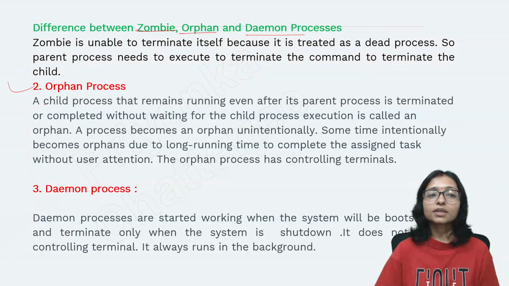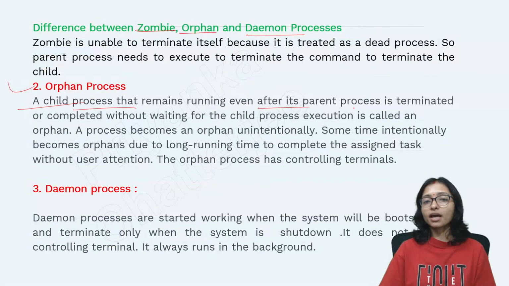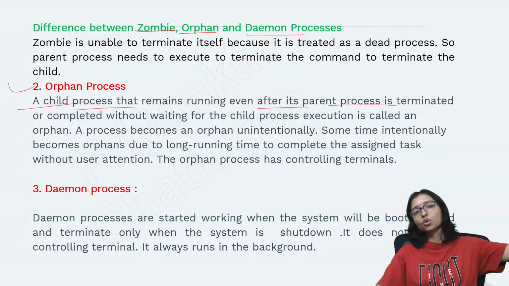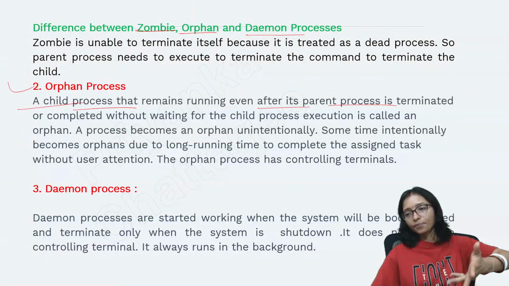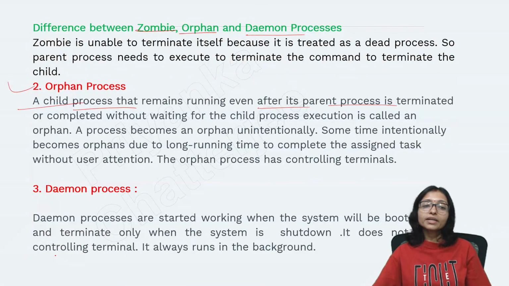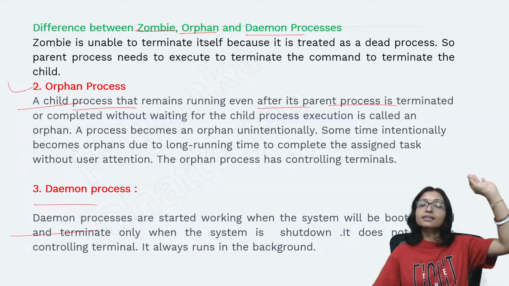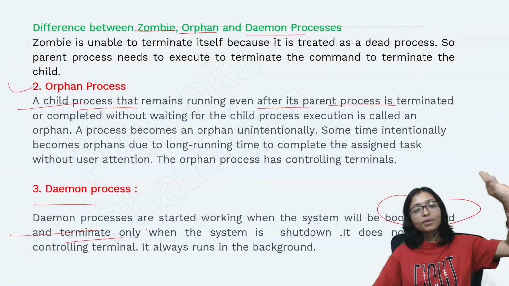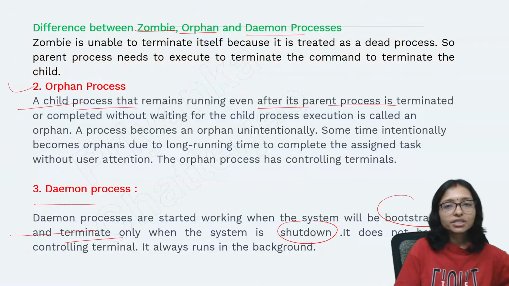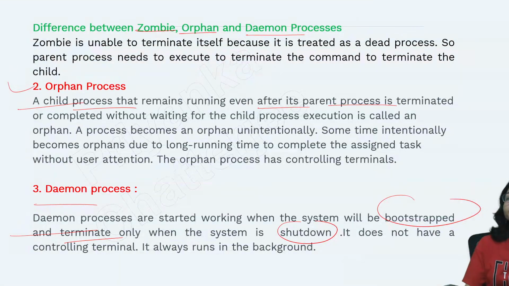An orphan process means a process which doesn't have a parent, that is called orphan, right? So the child process remains after the parent. The parent has already died, already gone out of scope, but till now the child is there. That's why this is called an orphan process. What is a daemon process? Daemon processes are those processes which start at the time of bootstrap and terminate only after shutdown. It starts at the time of bootstrap and terminates at the time of shutdown. This is called the daemon process.